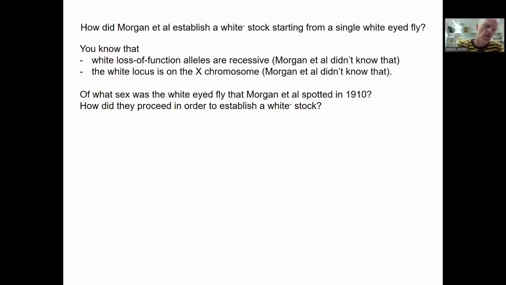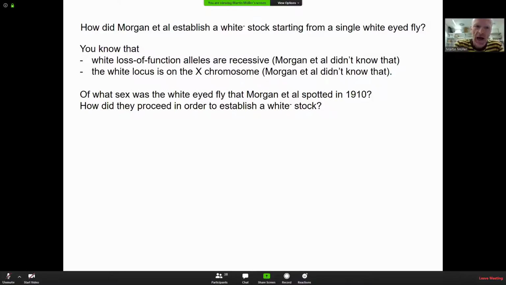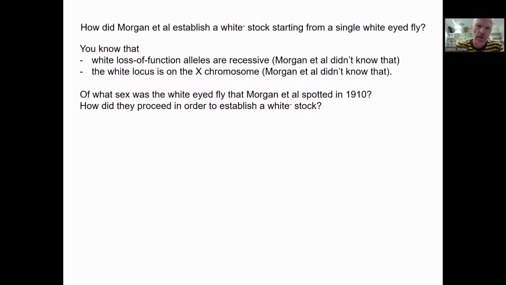You know by now, or maybe you know by now, that white-eyed flies have a mutation in the white gene. And these are loss-of-function mutations which are recessive to wild type. The second thing which you know is that white is on the X chromosome. In both cases, Morgan didn't know. And so my question, the first question to you is, what was the sex of this white-eyed fly that Morgan found in 1910? Can anybody tell me? What do you guess?